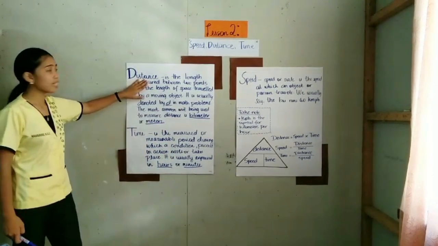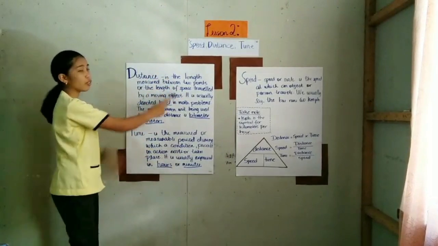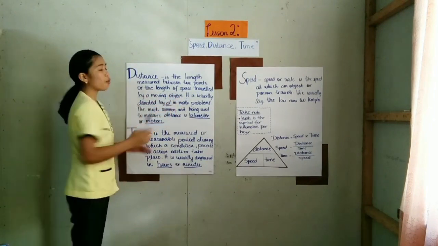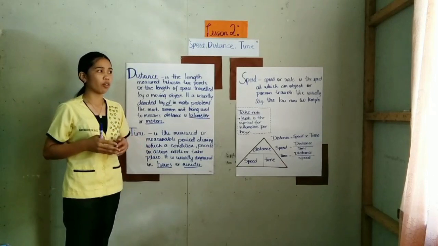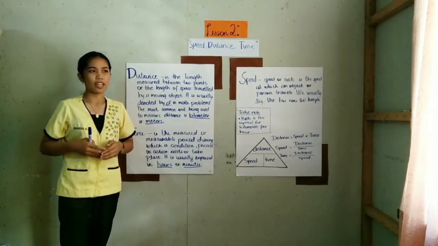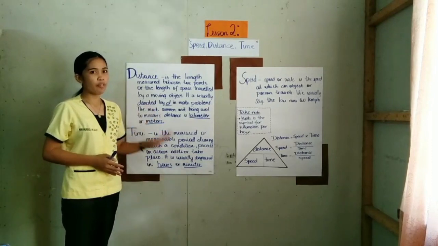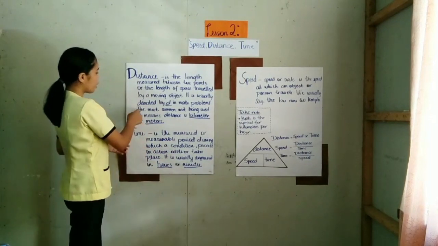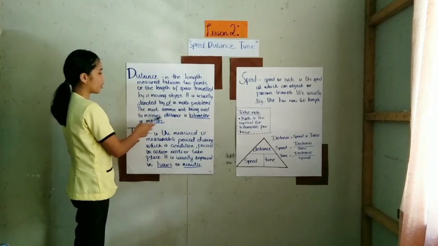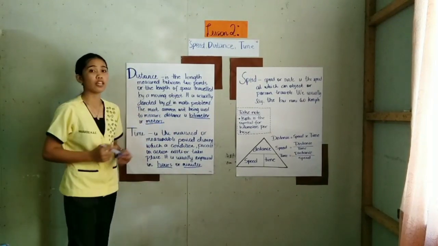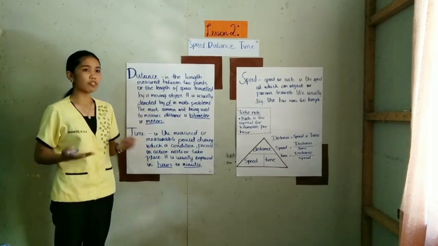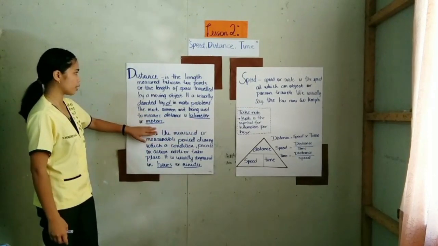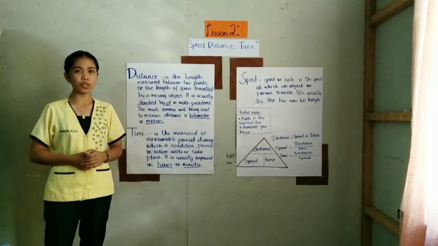When we say distance, it is the length measured between 2 points or the length of space traveled by a moving object. This means that you are going to calculate from the reference point or your starting point to the destination where you are going to go. The most common unit used to measure distance is kilometer or meters. Let us all remember that in terms of distance, the unit we are going to use is kilometer or meters. Is that understood?